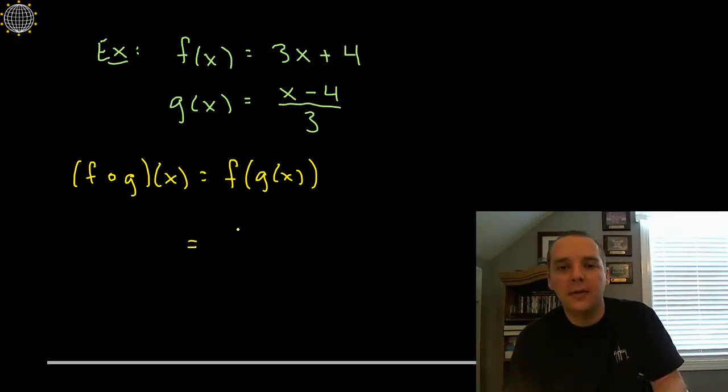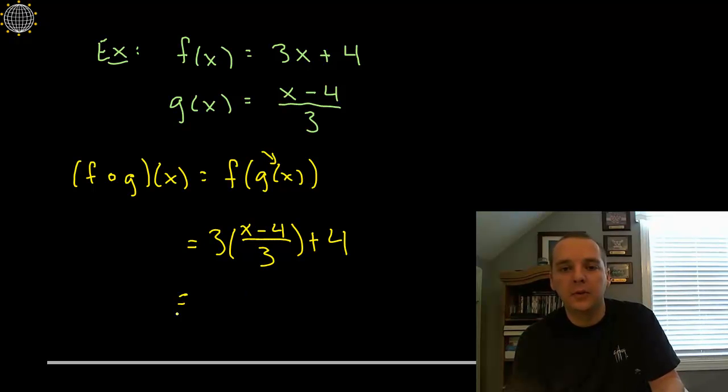So I'm going to take f here, which used to be 3x plus 4, but rather than the x, I'm going to insert g of x, which is x minus 4 over 3. Do a little algebra. The 3 and the divide by 3 cancel. X minus 4 plus 4. The minus 4 plus 4 cancel, and hey, we get x.